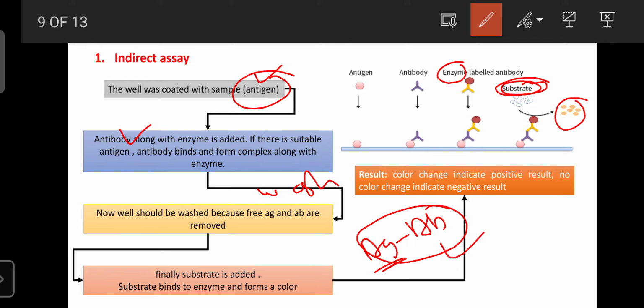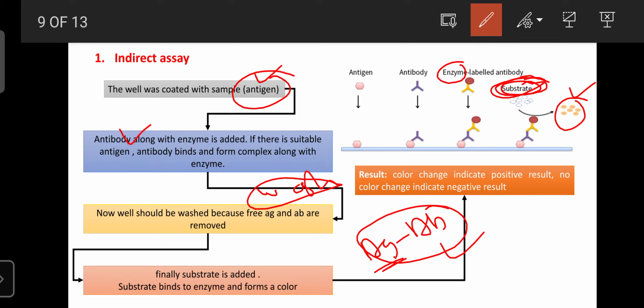Then in the washing period, the unbound antibody is removed completely. Finally, nothing will remain in the sample, because there is no complex. So when you add the substrate, no color is produced. If the color is not produced, it indicates the test is negative.